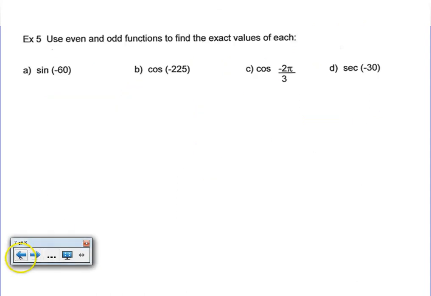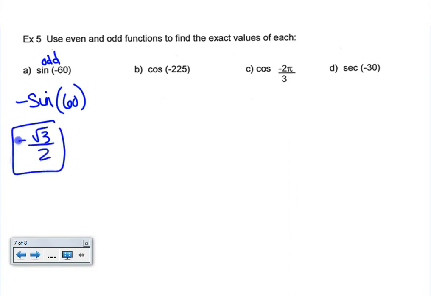Okay. Whoops, one more page. Use even and odd functions to find the exact values. So since sine of negative 60, sine, remember, is an odd function, what that means is he's the same value as the negative sine of 60. So if you knew sine of 60, which is positive square root of 3 over 2, the negative version of him is negative square root of 3 over 2.